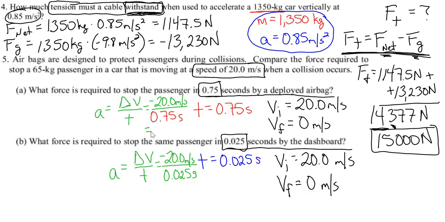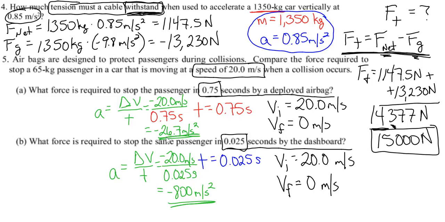So our acceleration here, when we calculate it for the airbag, the acceleration is negative 26.7 meters per second squared. And then when we calculate the acceleration for the dashboard, it's negative 800 meters per second squared. So those are our two accelerations. The reason that they're negative is because it's pushing us backwards. The car is going forwards. The acceleration is pushing us backwards.